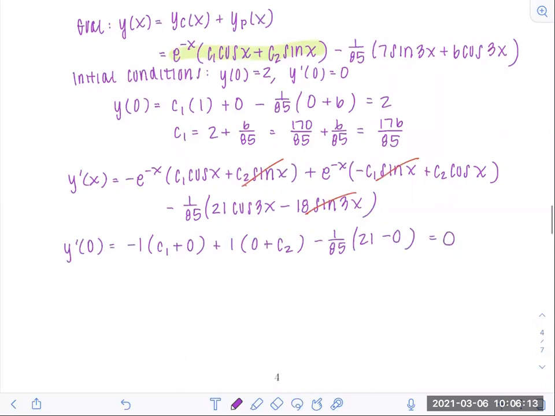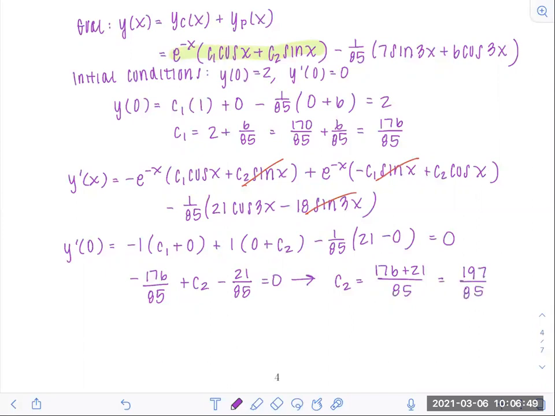So let's see what we have. I have a negative c1, which I found c1 to be 176 over 85. So I'm plugging that in now, plus c2 minus 21 over 85 equals 0. So I conclude here that c2 is equal to 176 plus 21 over 85, which is 197 over 85.